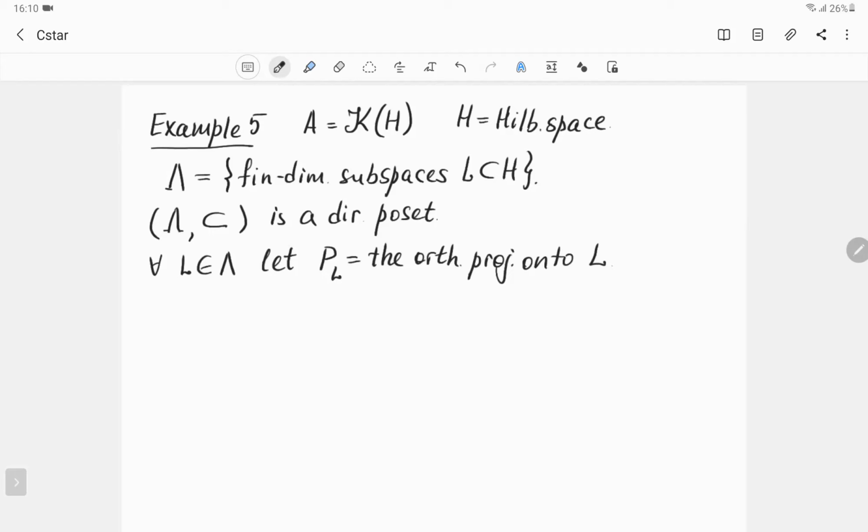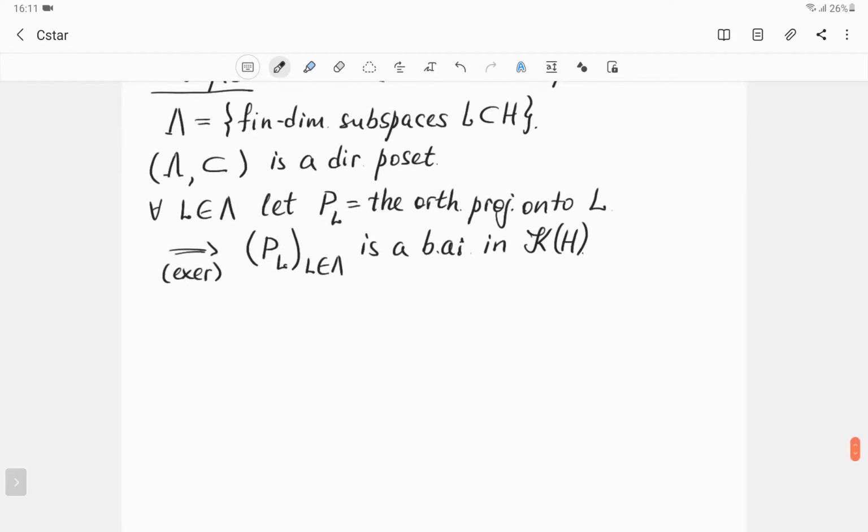I claim, and this is again an exercise for you, that the respective net PL, where L runs over lambda, is a bounded approximate identity in K of H. Again, this approximate identity is not sequential. So another useful exercise is to show that K of H has a sequential approximate identity if and only if H is separable.